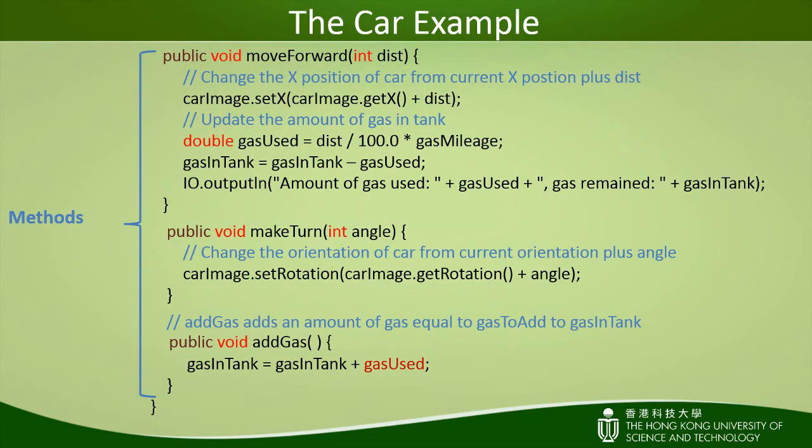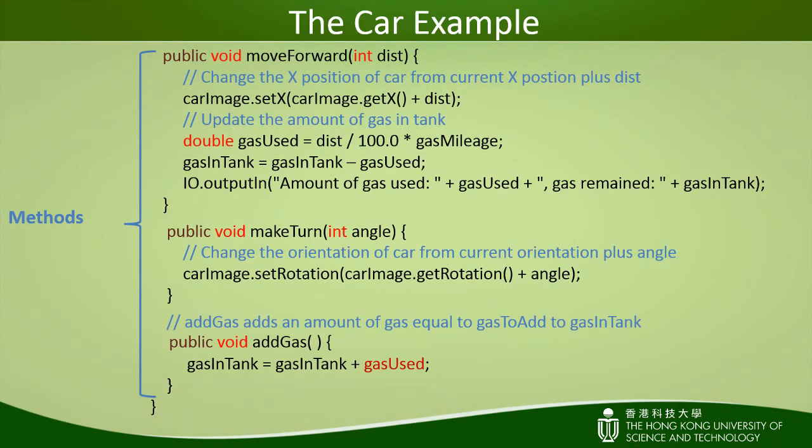What you'll find is that the compiler will give you an error message, cannot find symbol variable gas used. Why is this the case? This is because there is a very important concept on scopes of variables that we have not yet discussed. Basically, the scope of a variable is the block of code where a variable can be used. In the case of gas used, it's called a local variable and is only meaningful within the move forward method. So any reference to it outside move forward will cause an error.